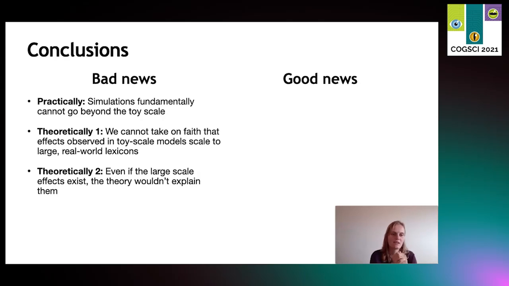It also means that even if those large-scale effects would exist, our theory, as captured by this specific class of computational models, cannot explain them because we know that the real-world phenomenon has to be tractable, and we found that our computational model is not tractable.